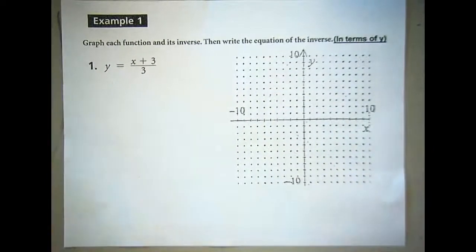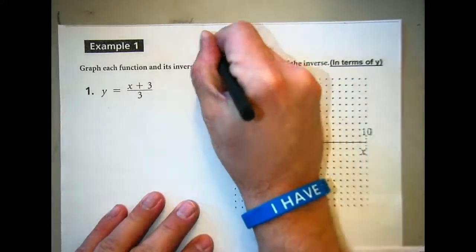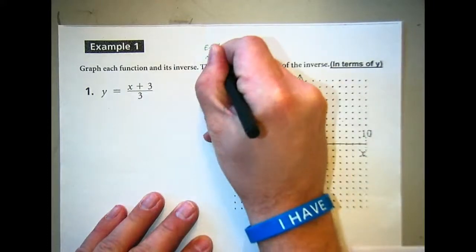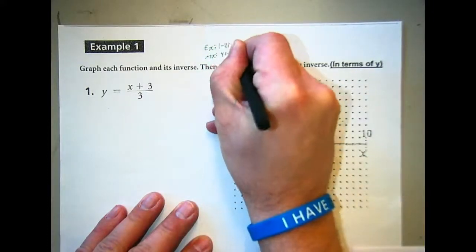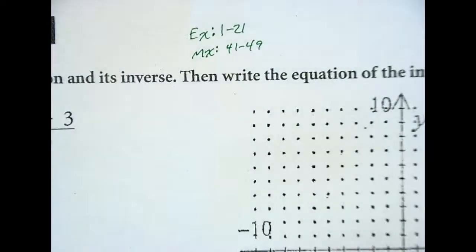So, going to number 1, example 1 on our assignment. I gave you graph paper so you can graph some of these. Let me actually give you your assignment. Today's assignment is example side 1 through 21, mixed side 41 through 49. We will do some in class, for instance, number 1.